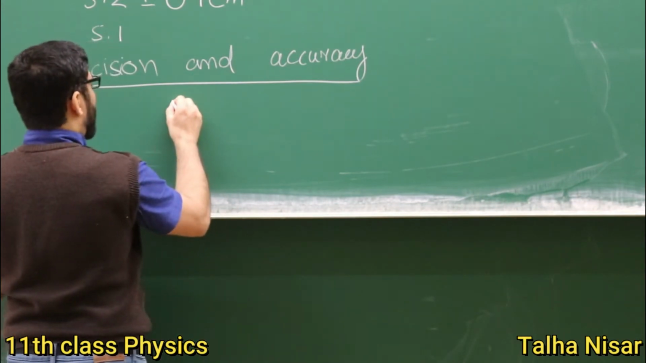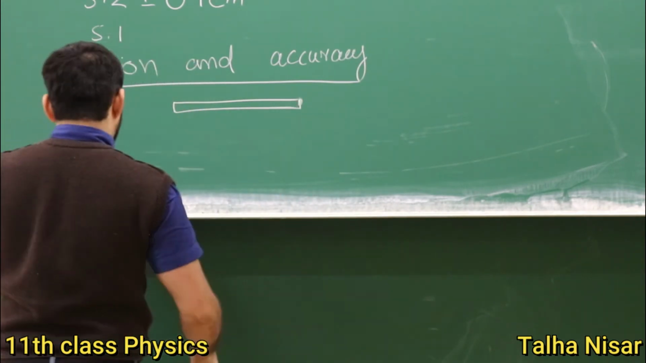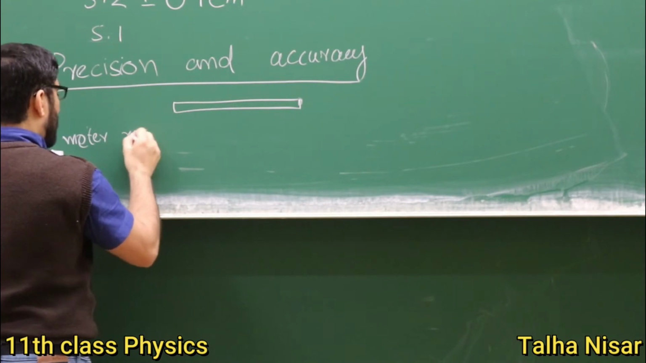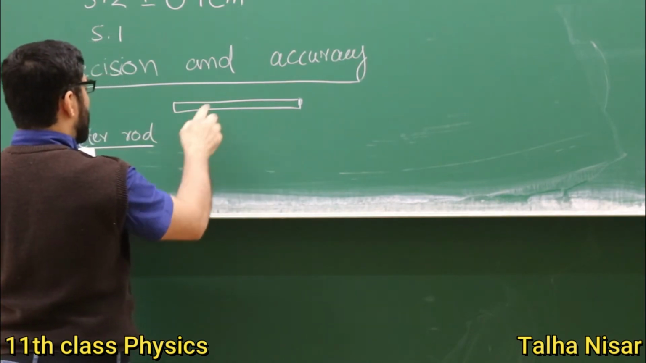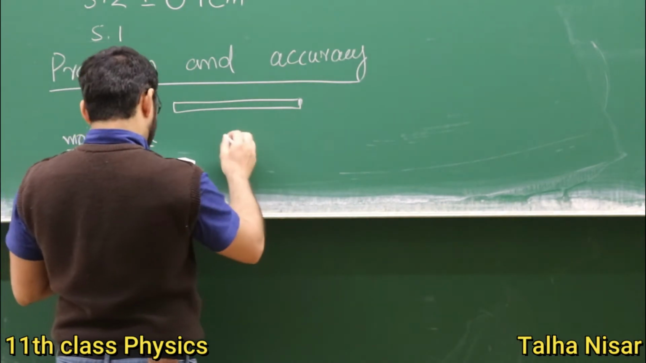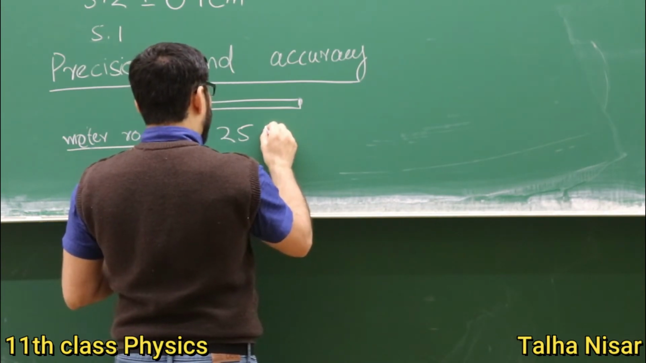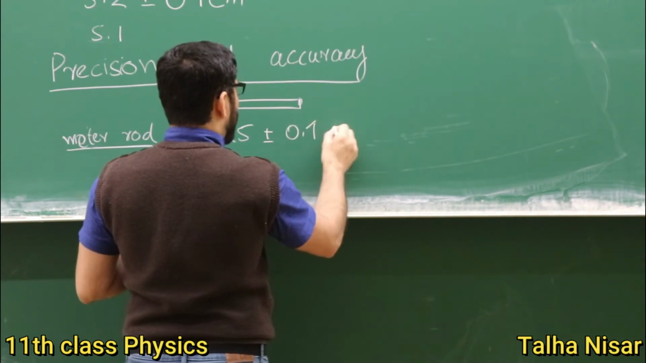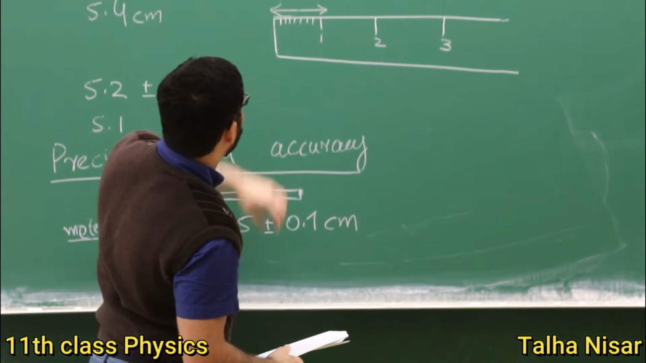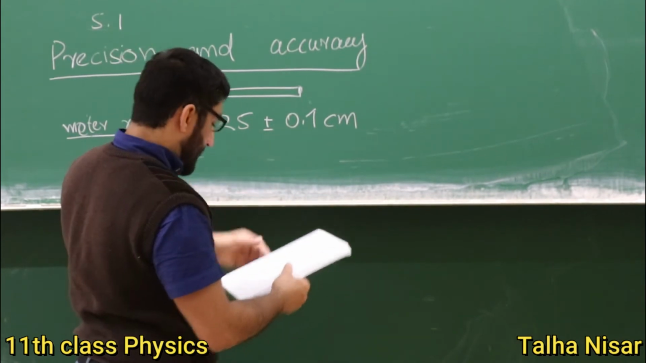So I have, for example, here a rod, and with the meter rod, so I take a meter rod. So this is a normal rod, and we measure the length of this rod with the meter rod. So I found, for example, its length is 25 plus or minus 0.1 centimeter. So why do we write 0.1 centimeter? Because the least count means here the smallest division is 0.1 centimeter or 1 millimeter.